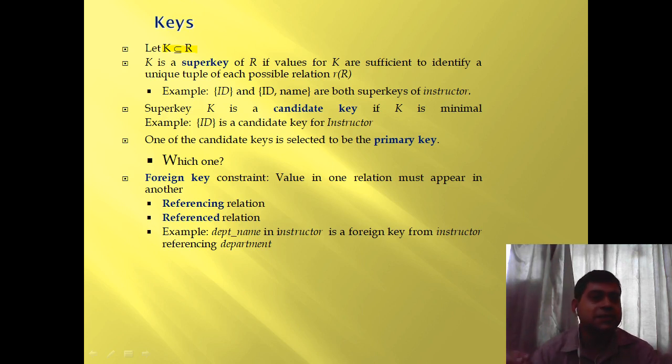There are some concepts like composite key. If you are interested, you can learn. Composite key, more than one attribute combinedly forming a key, that is called a composite key. Then comes singleton key. If a single attribute is forming a key, like here ID, that is a singleton key.